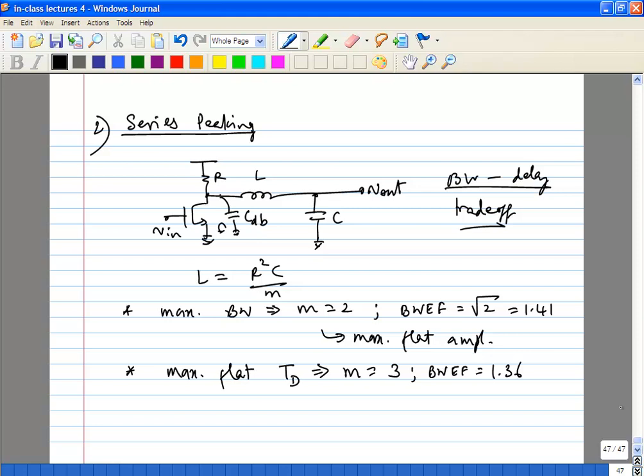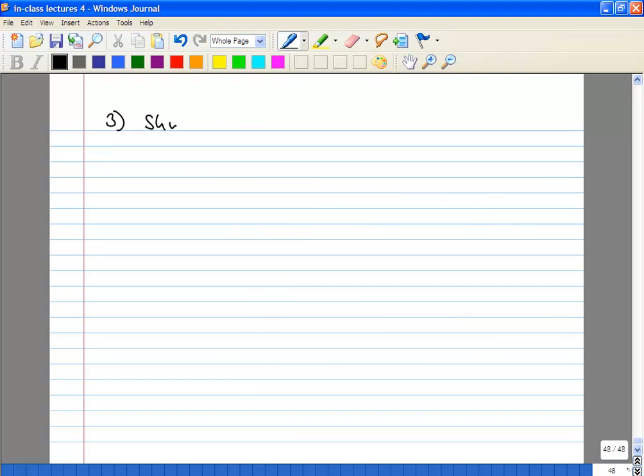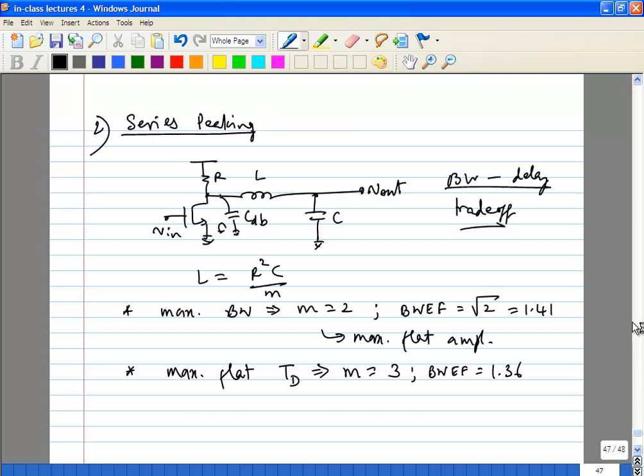Now the next question is, you have looked at shunt peaking, you have looked at series peaking. Why not use both? Because it's not necessary, both are not mutually exclusive. So the next kind is called the shunt series peaking. It gives you bandwidth extension over the original RC case, but compared to shunt peaking, there is no advantage. In fact, shunt peaking is much better than this.